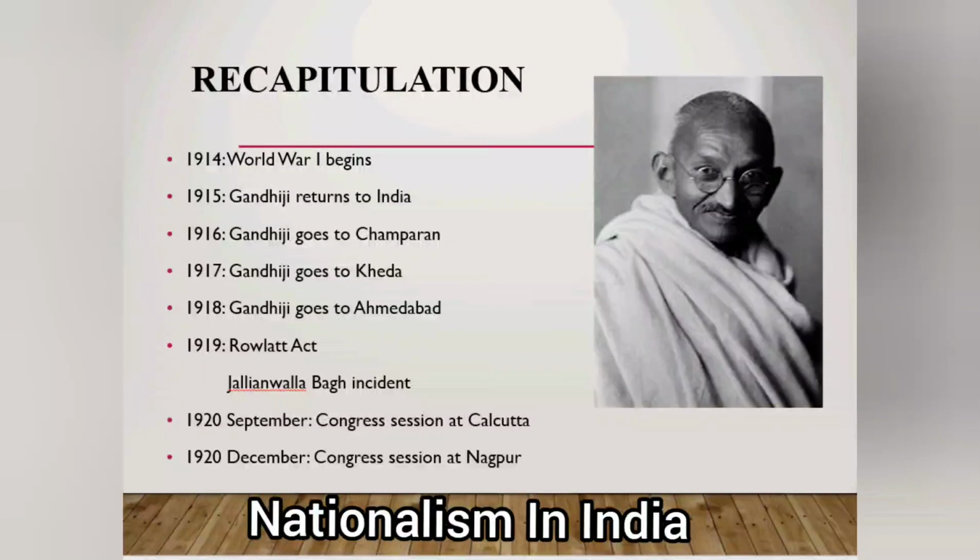In September 1920, at Calcutta session of Congress, Mahatma Gandhi convinces the leaders the need to start a non-cooperation movement in support of Khilafat movement as well as for Swaraj. In December 1920, at the Nagpur session of Congress, we find that the non-cooperation program of Mahatma Gandhi was adopted and Mahatma Gandhi got a green signal to start his campaign.